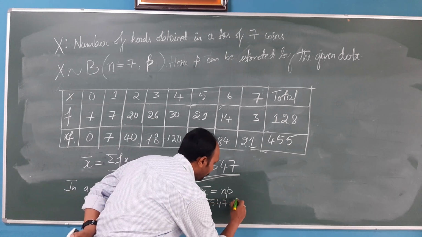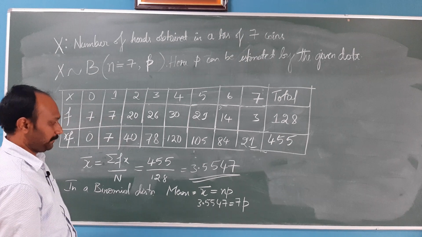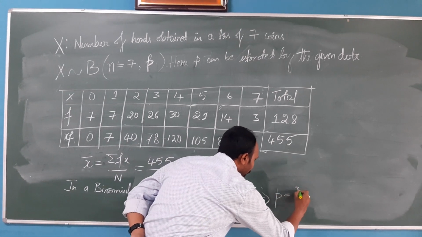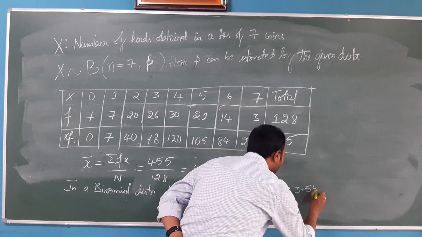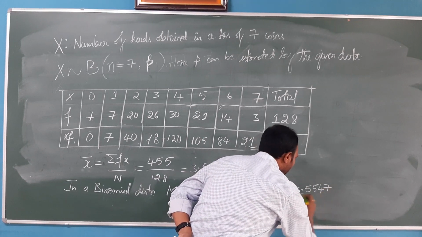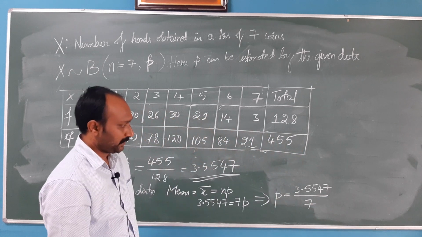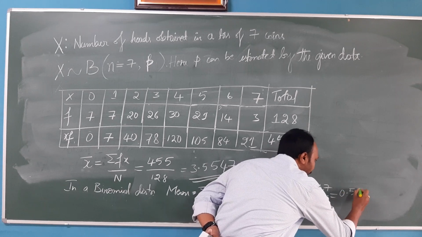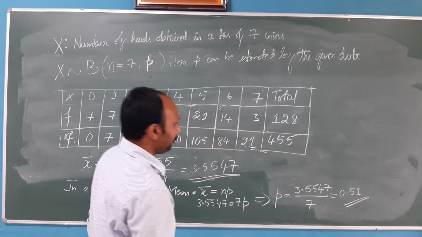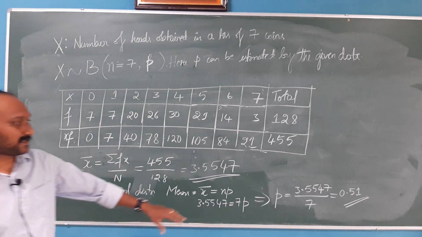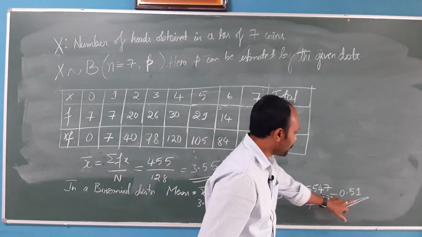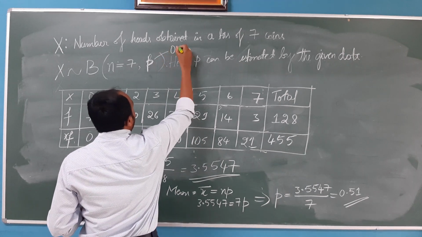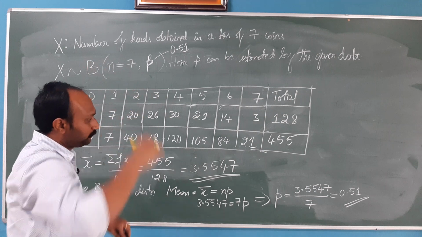What is the N value? 7, into P. What is P then? So I will be writing here, P is equivalent to 3.5547 divided by 7. So we will be getting the answer as 0.51. So this is the value for P. So now we came across the value of the parameter P, 0.51.